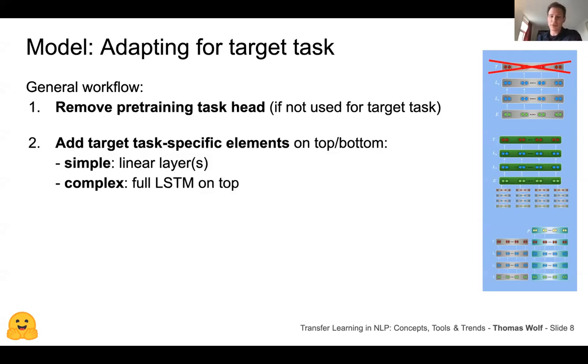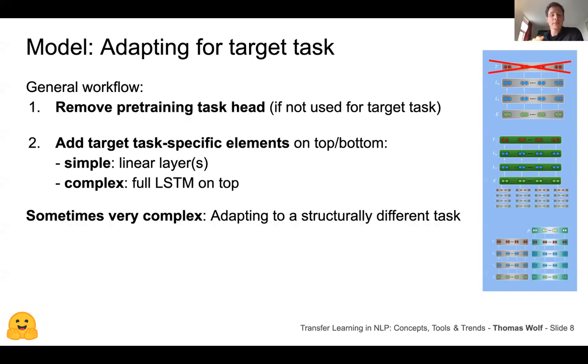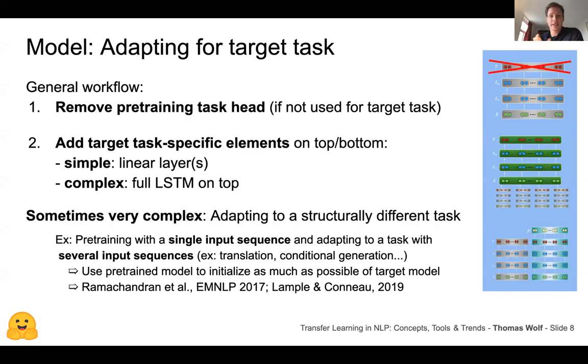So we will remove the pre-training head and replace it with something that can be very simple. It can be just a linear projection from the hidden state down to the number of classes, or it can be more complex. Sometimes we freeze the whole model because we do semantic parsing or something very different from the pre-training task, and we add a full LSTM on top.